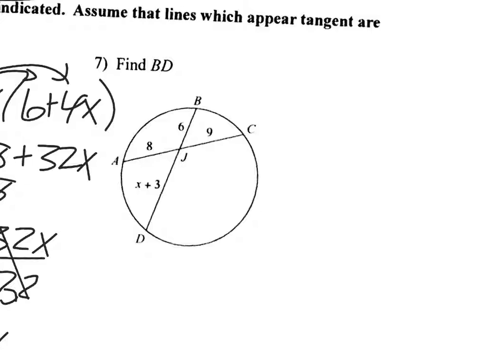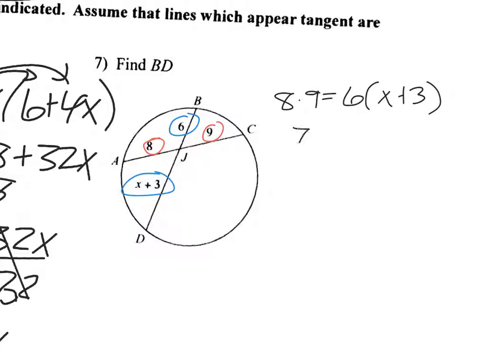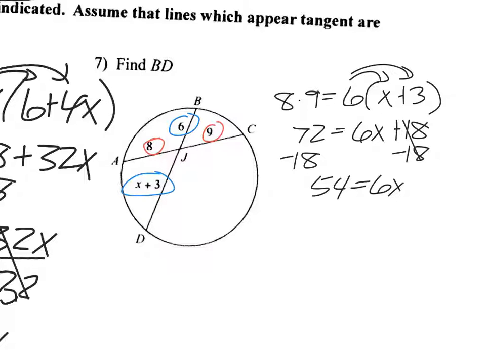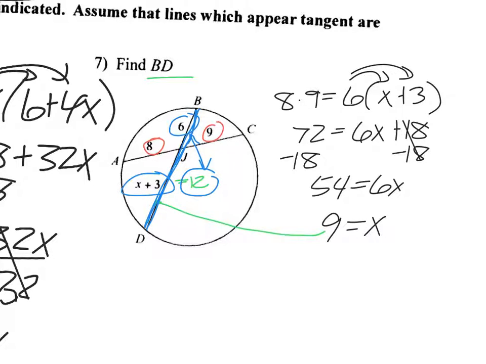Number 7, here are two chords. So we do part times part equals part times part. So 8 times 9 equals 6 times x plus 3. 72 equals 6x plus 18. Remember, do distributive. Subtract 18, that's going to give us 54 equals 6x. If you divide by 6, you get 9. Then I'm going to plug that in. It says find BD, so be very careful here. First I plug it in here, and that gives me 12. BD is that whole segment, so I take 12 and add it to the 6, which gives me 18. So BD is 18.